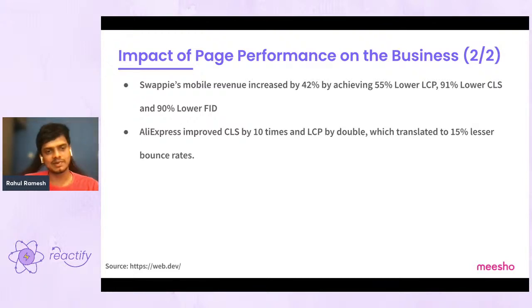And next we have AliExpress. AliExpress improved the CLS by 10 times, which improved their bounce rate by 15%. I've talked about a lot of business impacts over here. So coming to Meesho also, right? I'll maybe talk about it at the end, about what impacts we are seeing. You will get more clarity on Meesho eventually. All right, I think we are almost halfway through.